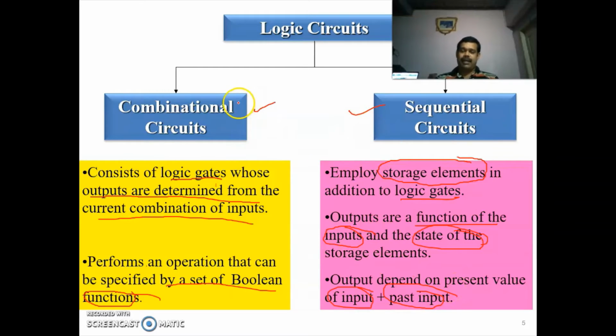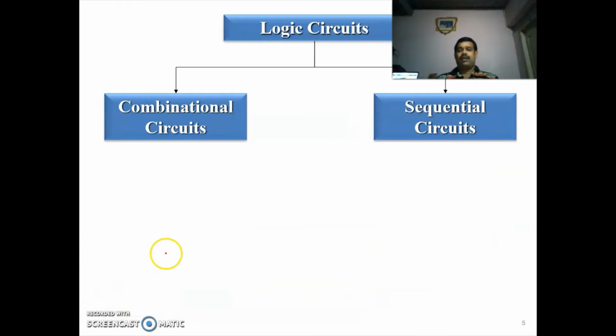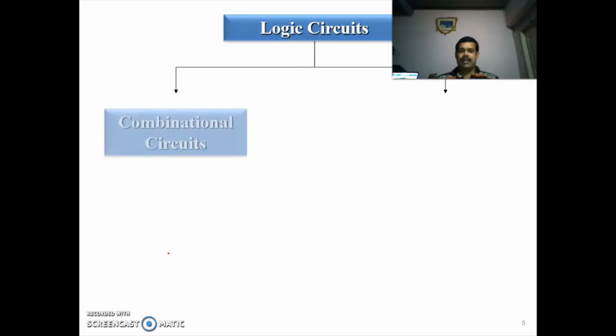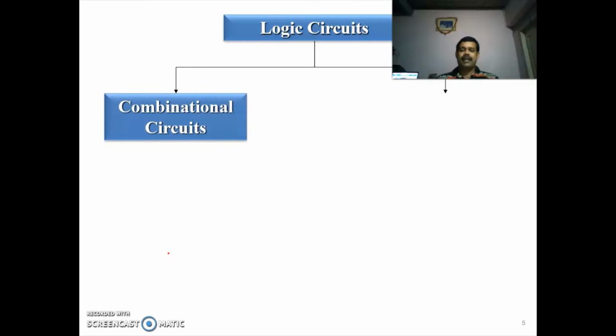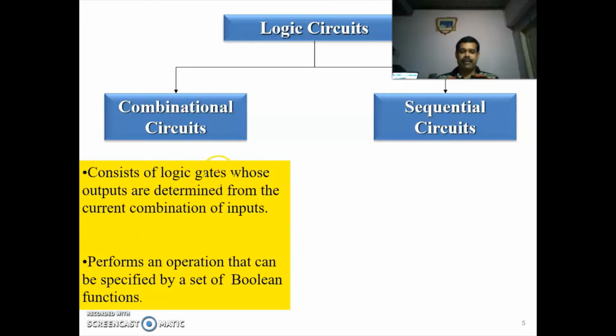Once again, in digital logic circuits there are two types of circuit: combinational circuit and sequential circuit. In combinational circuit, we have only logic gates, and the output of the logic gates depends only on the present combination of inputs, and it will perform any operation that can be specified by a Boolean function.